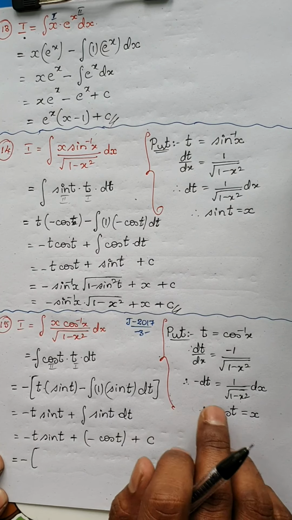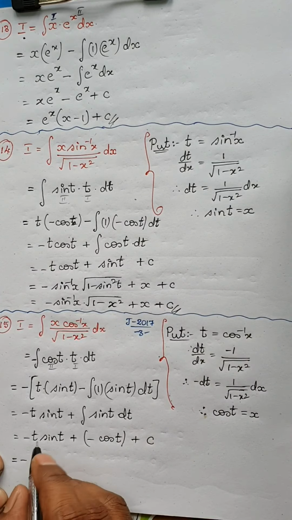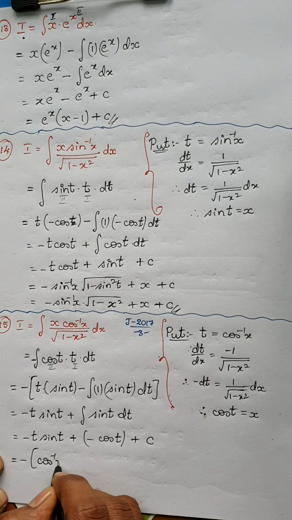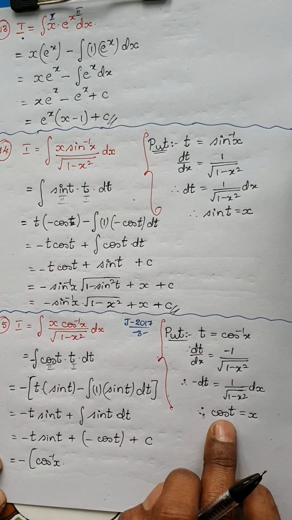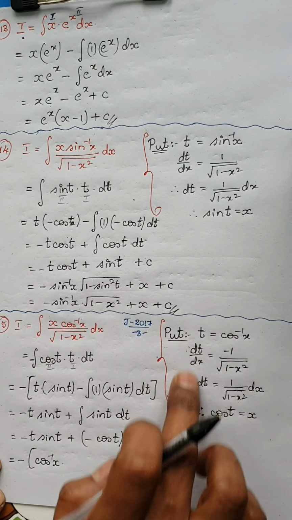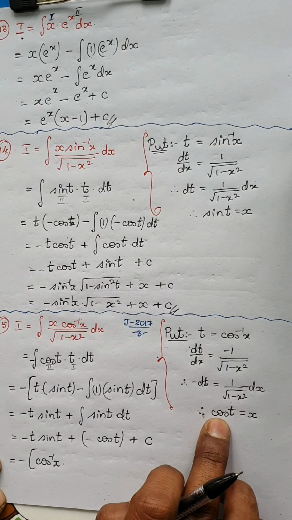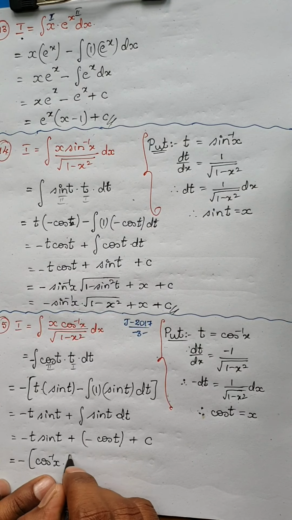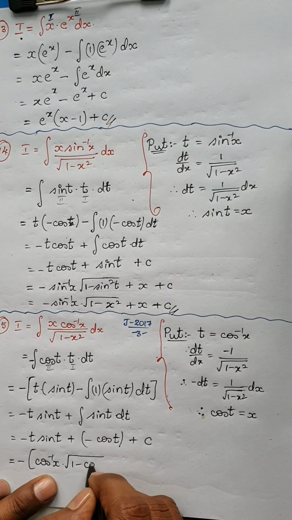Here let me substitute t. We know t is nothing but cos inverse x, into sin t. We don't have anything in terms of sin here, but rather I have it in terms of cos, and we know sin t is nothing but root of 1 minus cos square t. These are standard basic results of trigonometry. Now because I have taken minus outside, plus cos t. What is cos t? We know cos t is equal to x, plus c, which is the constant of integration.